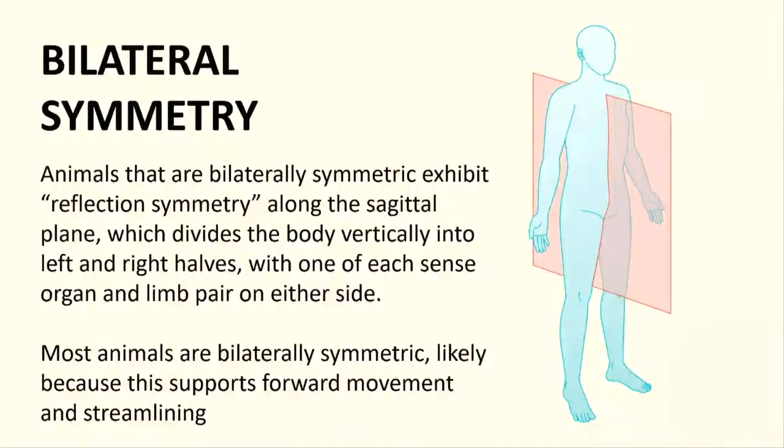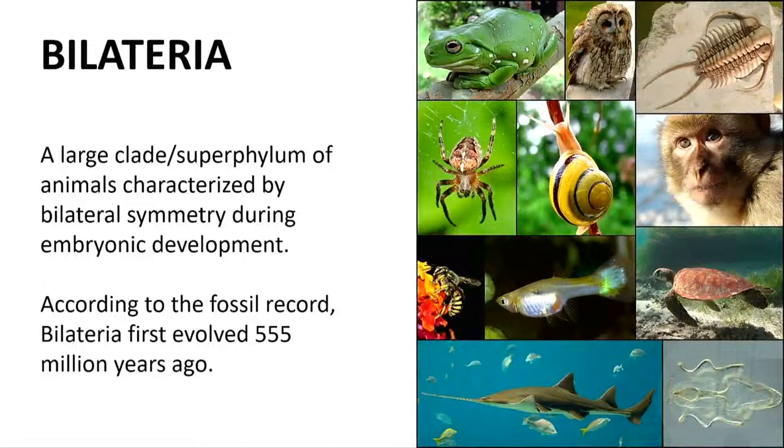In fact, it's commonly called bilateral symmetry. Animals that are bilaterally symmetric exhibit reflection symmetry along the sagittal plane, which is demonstrated in this image here on the right. The sagittal plane divides the body vertically into left and right halves, with one of each sense organ and limb pair on either side. Most animals are bilaterally symmetric, likely because it supports forward movement and streamlining. In fact, there's an entire clade or superphylum of animals called Bilateria, which we happen to fall in, and it is characterized by bilateral symmetry during embryonic development.